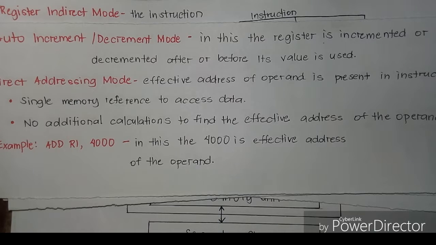Next is the auto-increment or decrement mode. In this, the register is incremented or decremented after or before its value is used. Direct addressing mode. The effective address of the operand is present in the instruction. A single memory reference is needed to access the data. No additional calculation is needed to find the effective address of the operand. For example, add R1, 4000. In this, the 4000 is the effective address of the operand.